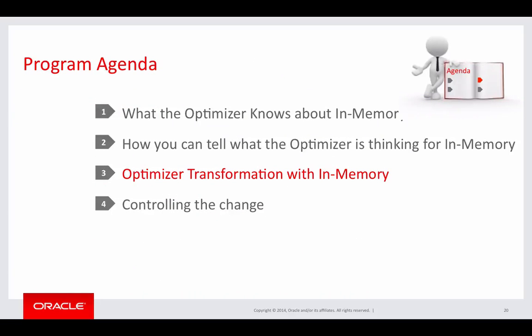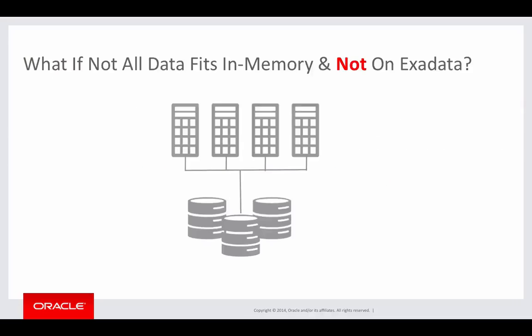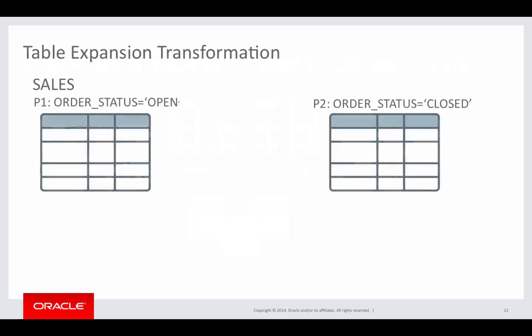Let's look at some of the optimizations or transformations that have been put in place to help the optimizer determine the best execution plan for Oracle Database In-Memory, and not all of the data I want to access can reside in memory. Well, let's take a look at an example. I have a sales table.